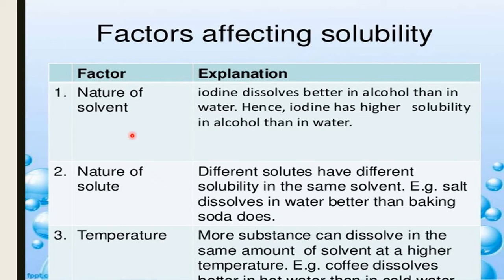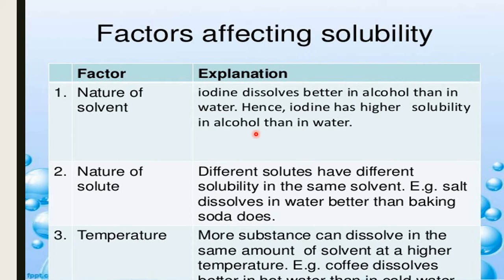Nature of the solvent. So, explanation. Let's say iodine dissolves better in alcohol than in water. Therefore, iodine has higher solubility in alcohol than in water. So the solubility of a solid is different in different solvents. A solid may be soluble in a certain solvent but insoluble in another solvent.